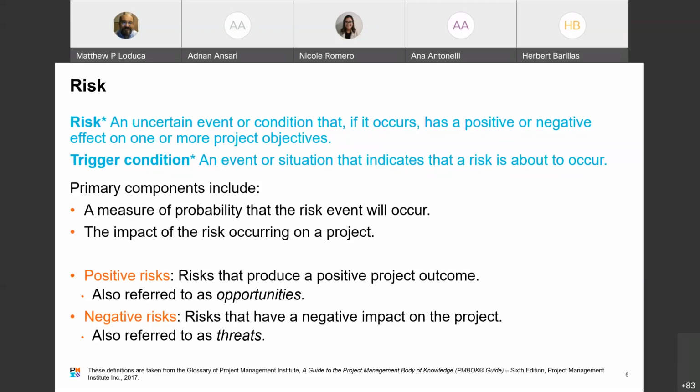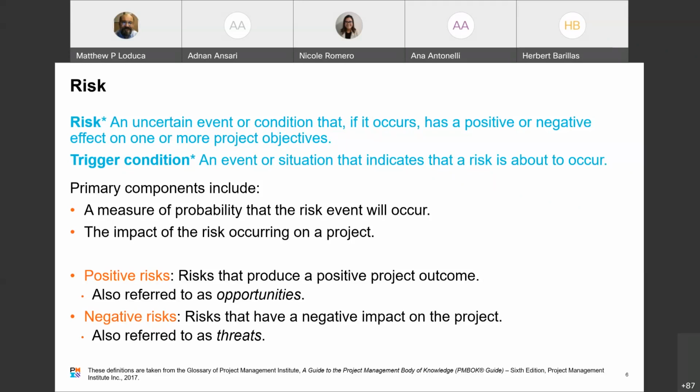That's a risk. And the primary components here: it's a measure of the probability that the risk event will occur. So I'm building a building and a meteorite could take out my building. The probability is minuscule. Then there's the impact of the risk occurring on a project. If I'm building a building and a meteorite does in fact hit my building, it's going to wipe out everything I did since we broke ground, right? So it has a huge impact, but the probability is minuscule.